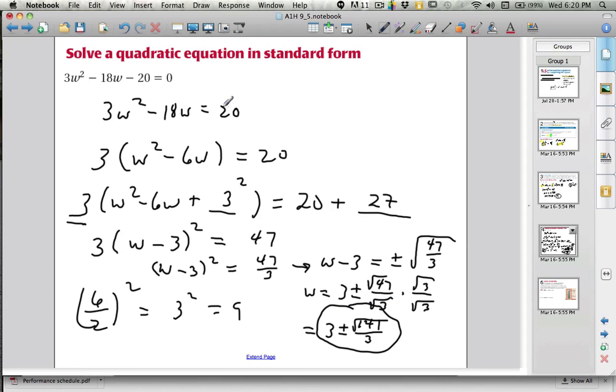Okay, so it's a little more complicated when you don't start with a leading coefficient of 1. You just have to factor that value out before you continue on. And you also have to remember that when you add here into the parentheses to create the square, whatever you're multiplying this by, that will be distributed into this, and you have to account for that when you add it in on the other side.